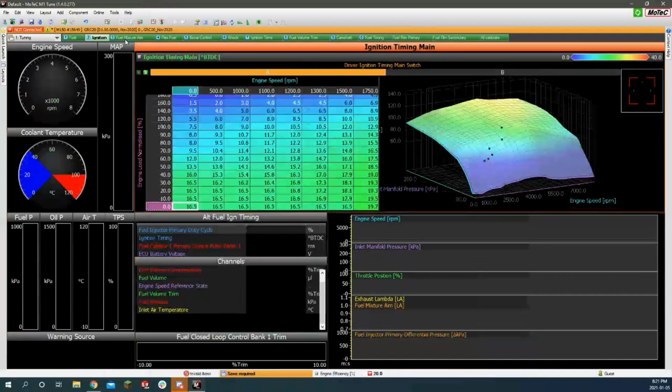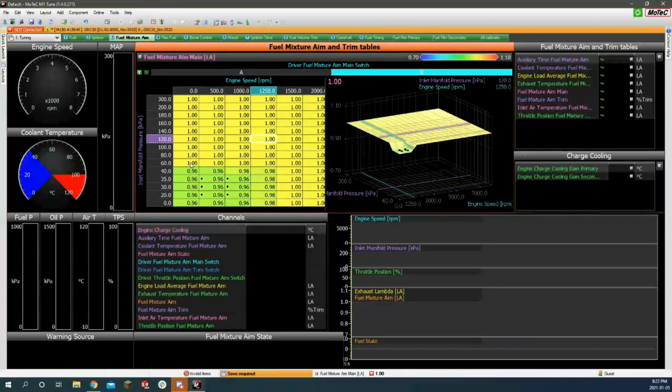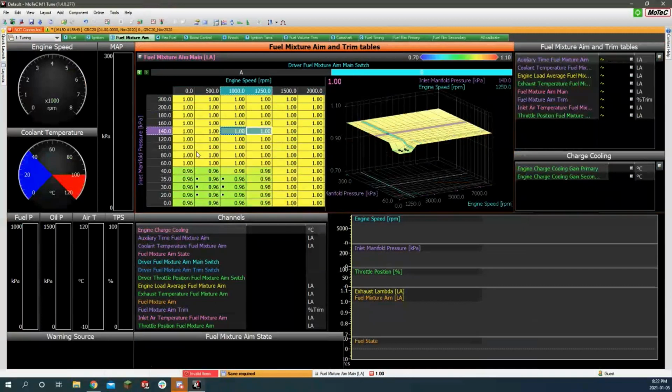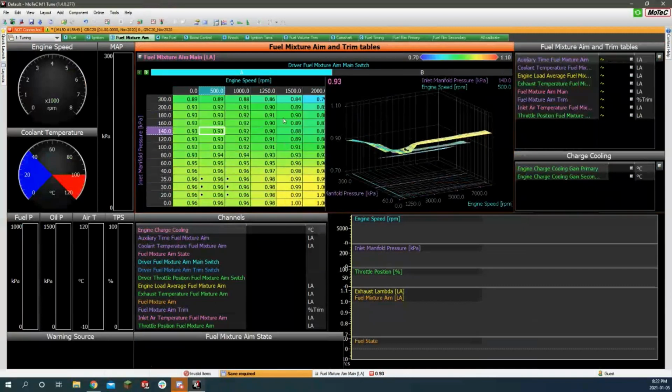So you tune your fuel, ignition. You tune what lambda you want, like what you want your air-fuel ratio to be. You can see it's always a little under 1, unless you go to map B. You can switch between the two maps, where one is more cruising, fuel efficient, and this one is making power.